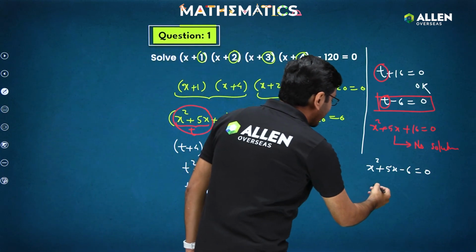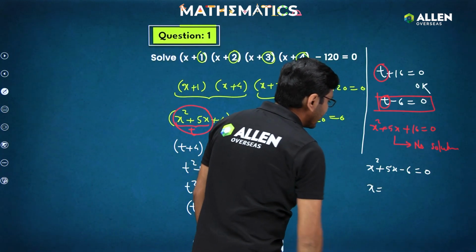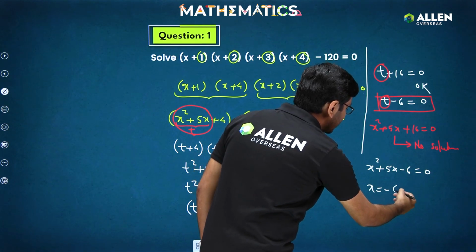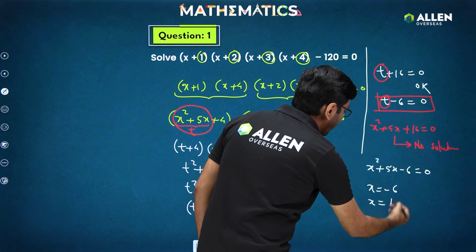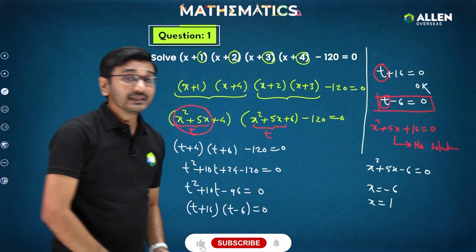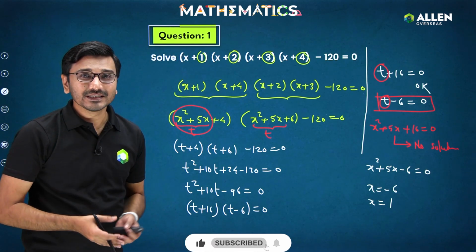and this quadratic equation can now be easily solved, and you will come to know that after solving this, you are getting two solutions. One solution will be minus 6 and the other solution will be 1. Okay. So these are the two results or two solutions you are getting.